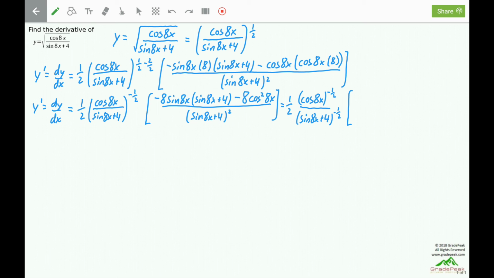In the square brackets, I'm going to distribute this into here. So I will have a negative 8 sine squared 8x. I will have a negative 32 sine 8x. And I have a negative 8 cosine squared 8x. All of this over the sine of 8x plus 4 quantity squared.